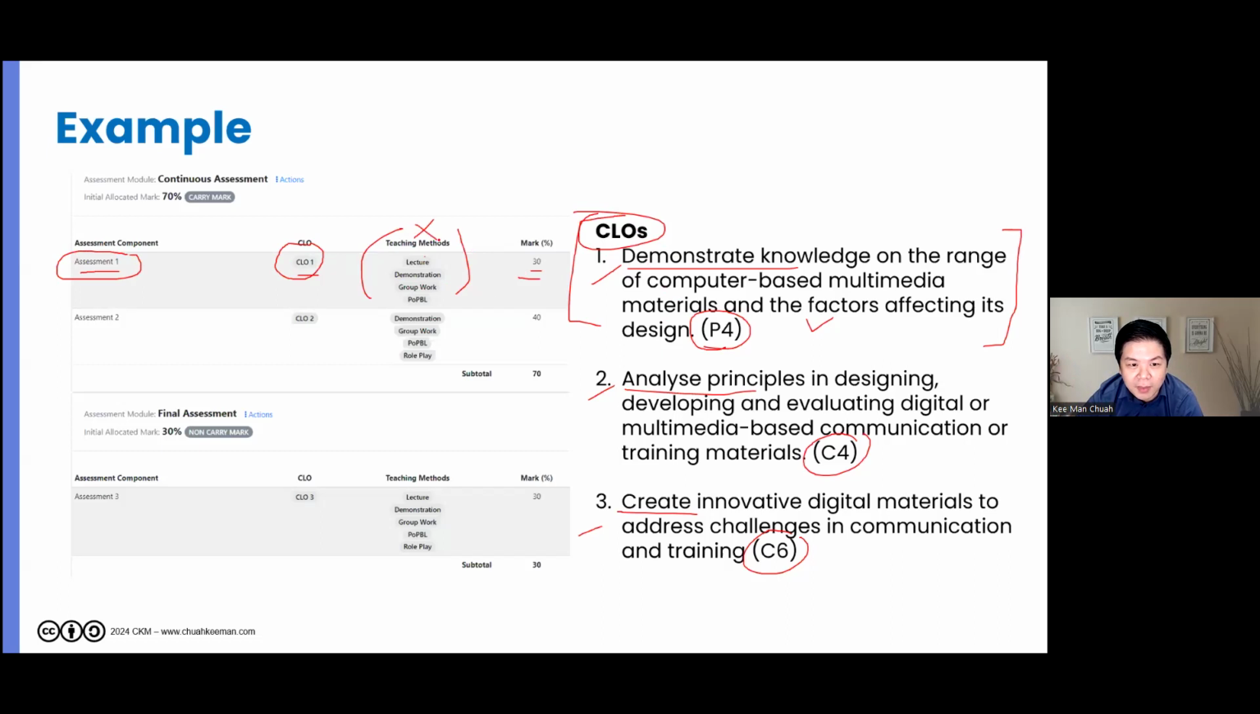Don't worry about the teaching method, but you can consider it, because some teaching methods can give you some impression of what they can do. But look at the allocated marks, and then quickly share what type of assessment you think is suitable for assessment one, by having all this information now.